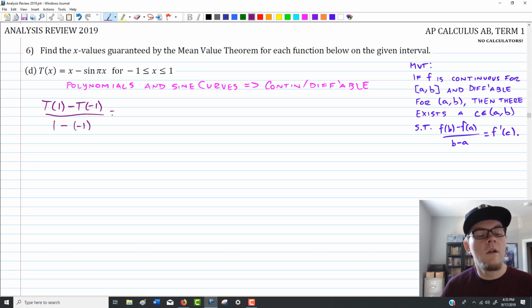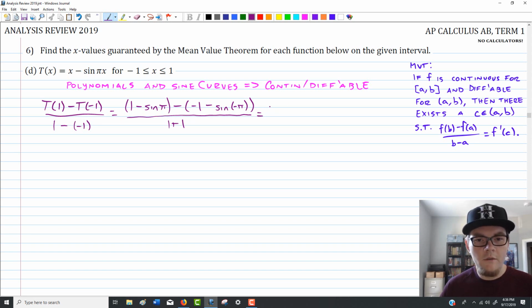negative 1. Looking at our ingredients, when we plug in 1, we get 1 minus sine of pi. Then we'll have minus 1 minus sine of negative pi. So you can see there's going to be a little bit of crunchy trig in here for us to work with. So I'll be over 1 plus 1.